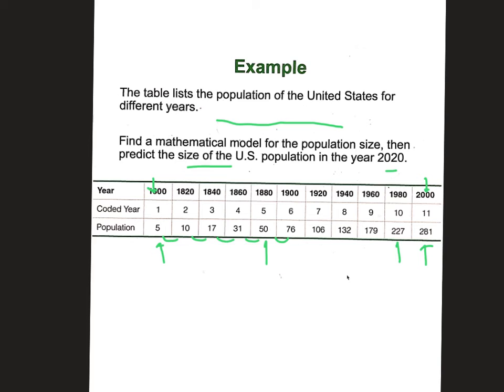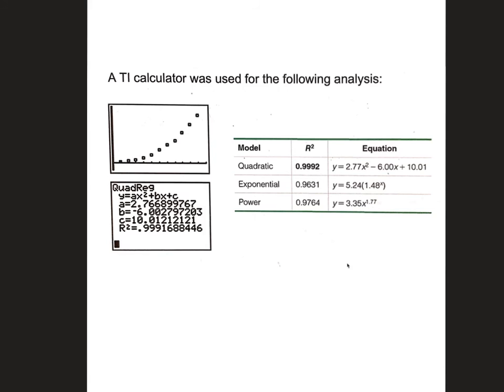All right. So let's see what happens. What I'm going to do is I punched it in my calculator. Those L1, L2, get my scatter plot. I'm looking at my scatter plot. That's obviously not linear, so I can narrow it down to 3 things. I can narrow it down to quadratic, exponential, and power.